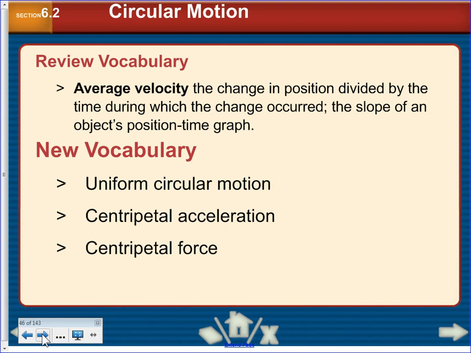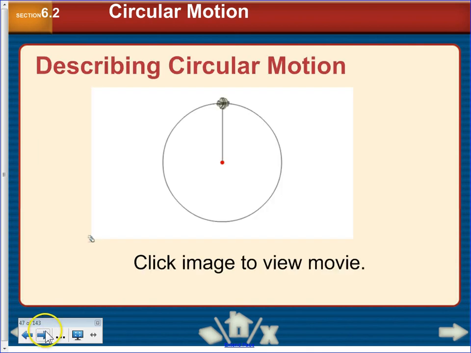Remember, we're going to be talking about average velocity. We're going to be talking about the change in distance over time, and we want to look at uniform circular motion. That's when it's at a constant speed. We're going to talk about centripetal acceleration and centripetal force. So let's take a look at this circle and see if I get it to play.